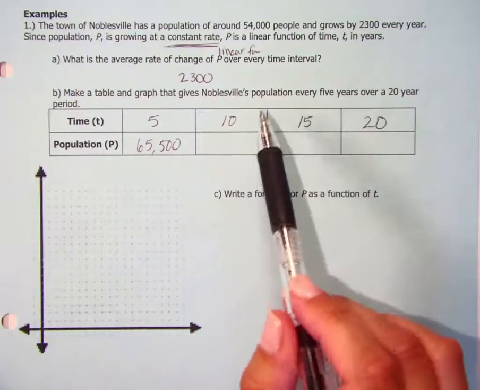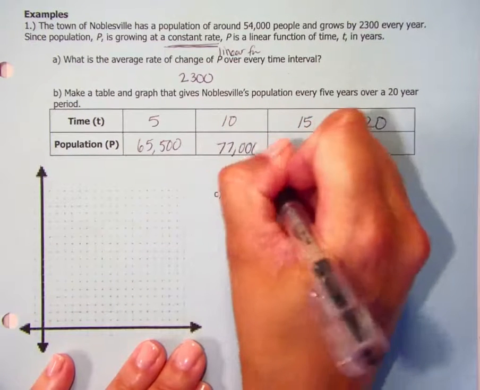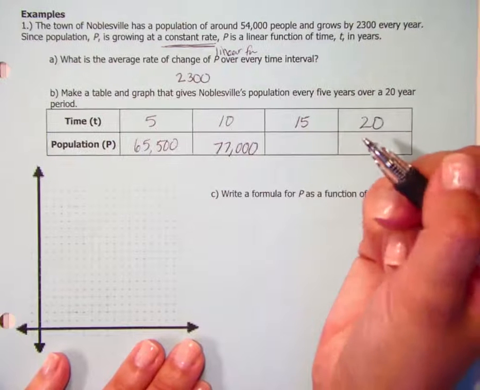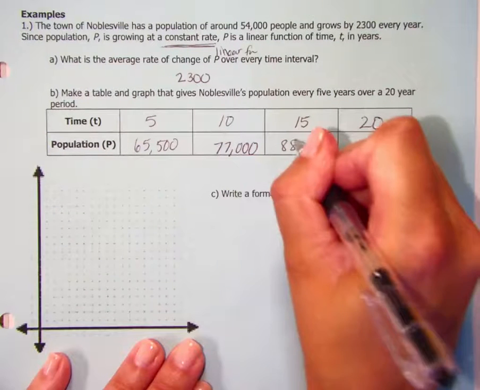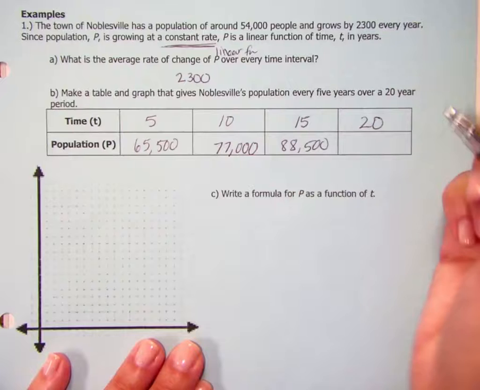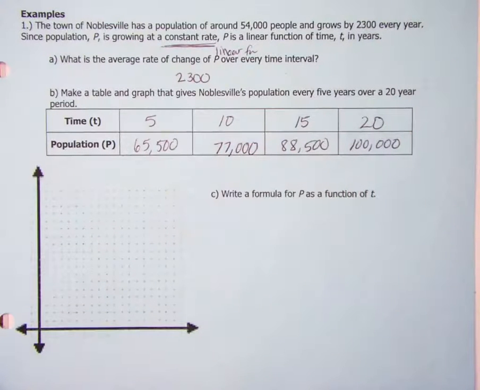Zach, when T is 10, what's our population? Okay, 77,000. Robert, when T is 15? Okay, and then finally when T is 20, we should hit a nice 100,000.